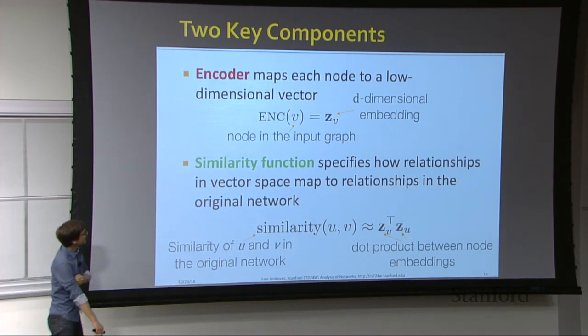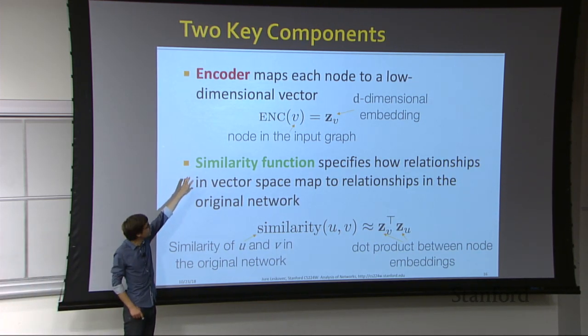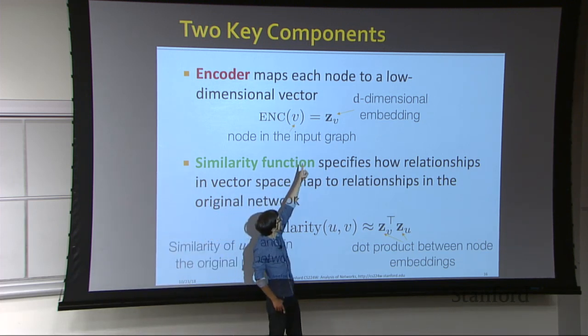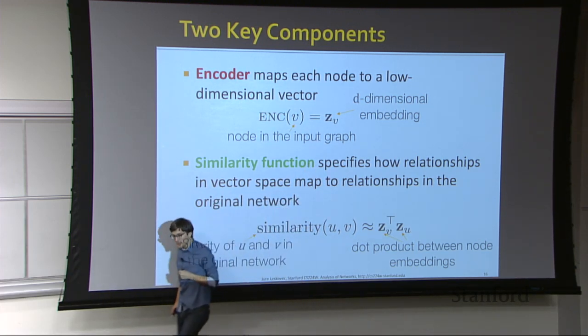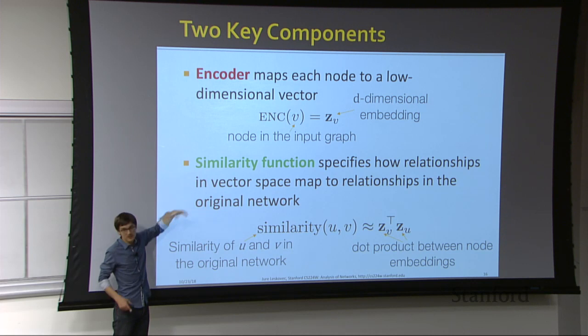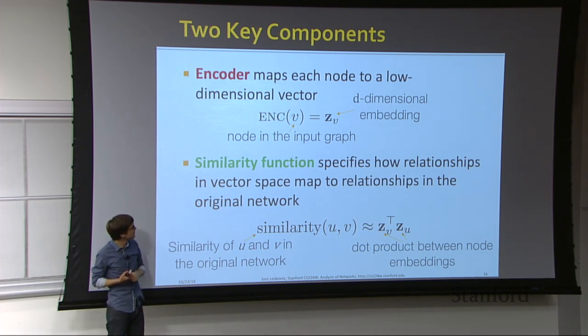Okay? So now that I told you how I encode a node by basically just directly estimating its coordinates, now the question is how do I think about the similarity function in the network?